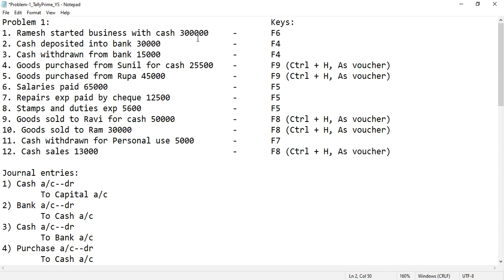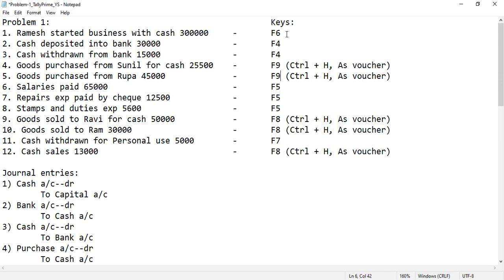So Ramesh started business with cash: cash account debit, capital credit. The amount is coming into the business, so we are putting it in the receipt. Whenever you receive any amount into the business, or if you hear the words "received" also, put it in the F6, receipt. And F4 is contra: cash deposited into bank, cash withdrawn from bank for office use. These things will come under contra.